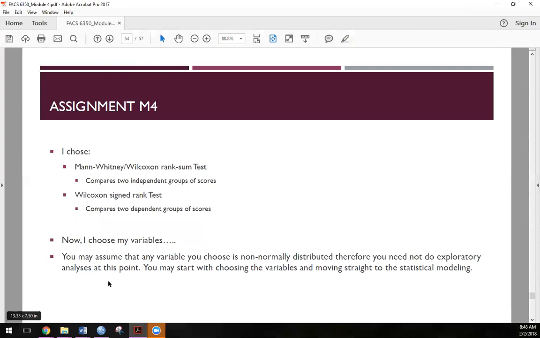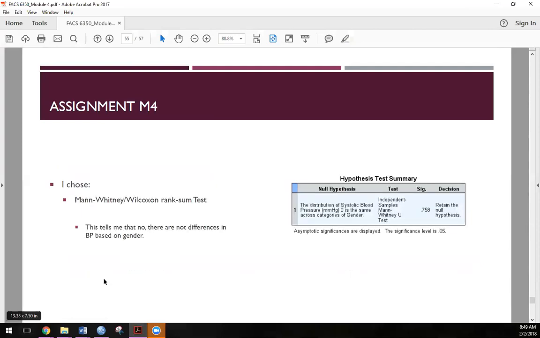And so now I have to choose my variables. And so I don't expect that you'll do all the assumption testing because I'm telling you that these variables are non-normal. So just go on and do the non-parametric test. So I chose the Mann-Whitney Wilcoxon rank sum test. So let's go over to SPSS and check that out.